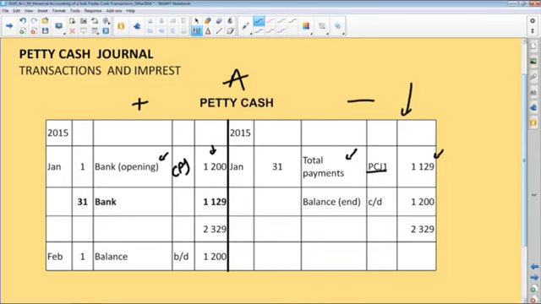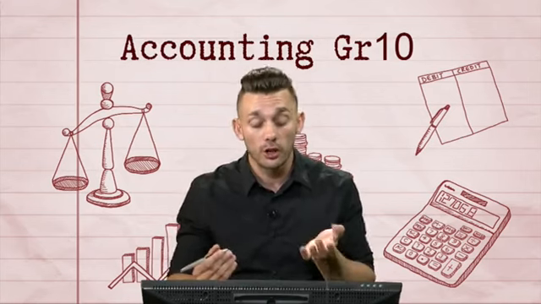So how much do I have left? I have about 71 Rand left. Now, how much do I need to add back to the 71 Rand to get it back to 1,200? Because what do we need to start with on the 1st of Feb? I need to start with 1,200. So let's go and look at it.